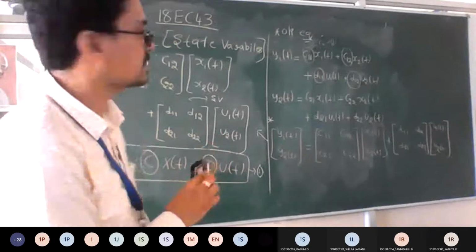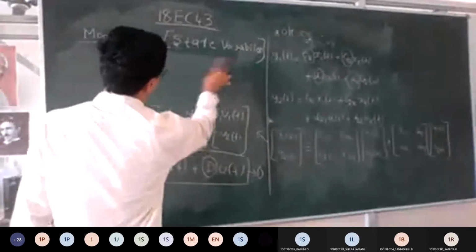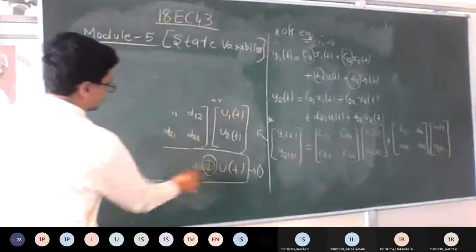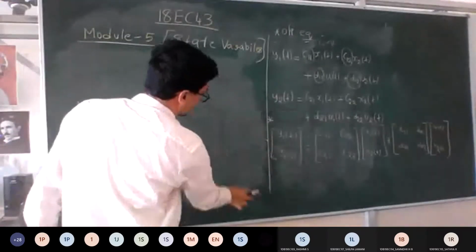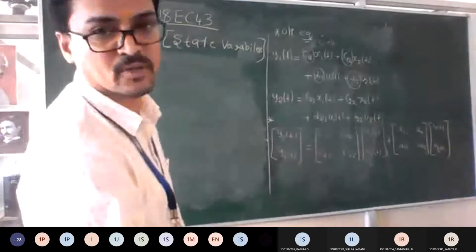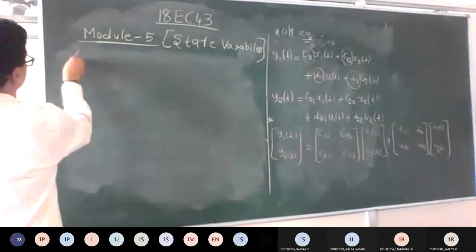So the derivation is continuing. There is no separate derivation now. It's a part of this state equation. These are the two things you have to find whenever you solve any problem. So take the second part as the state equation.